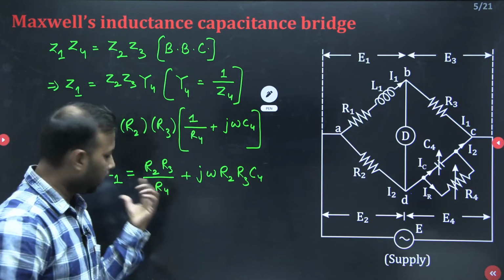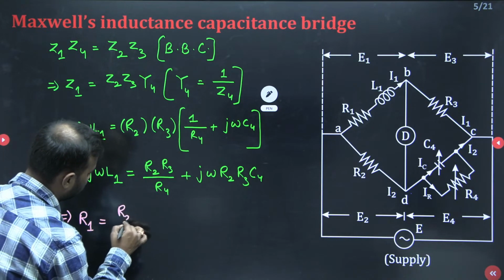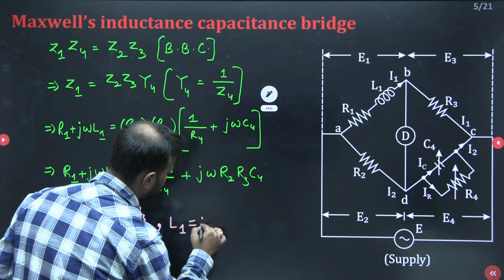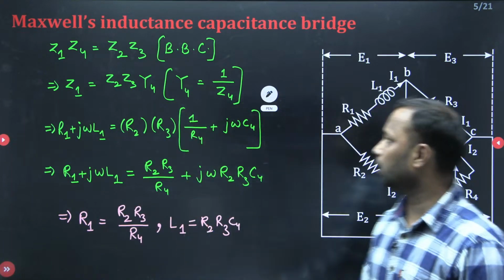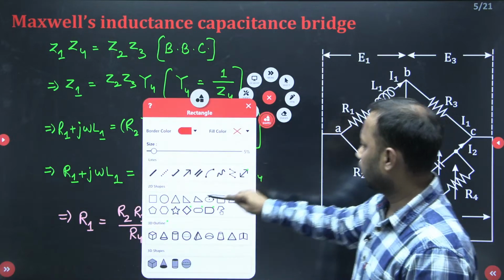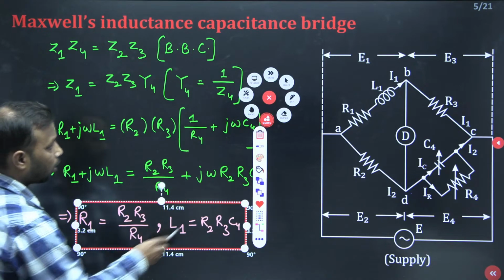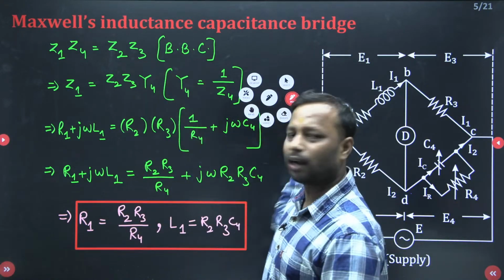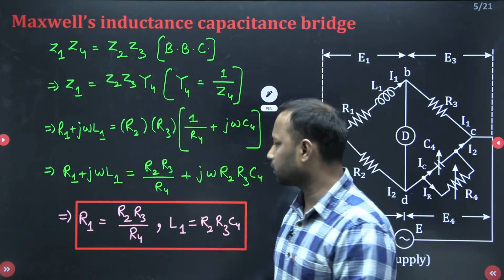These two expressions are equal only when R1 is equal to R2 R3 by R4 and L1 is equal to R2 R3 C4. So this is your condition under the Maxwell inductance capacitance bridge to calculate the values of R1 and L1. Please do remember this equation, it is important. Even if you are not able to remember, we can easily derive it in the exam. Look, there is no rocket science. Just multiply the opposite arm impedances. You will have your unknown parameters in terms of known parameters. Done.